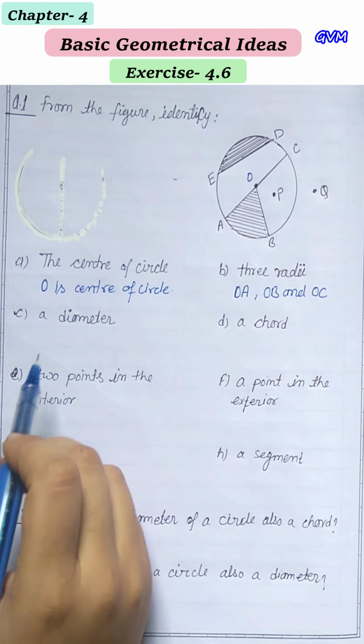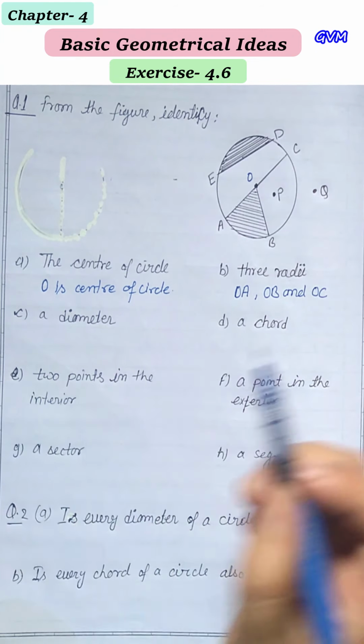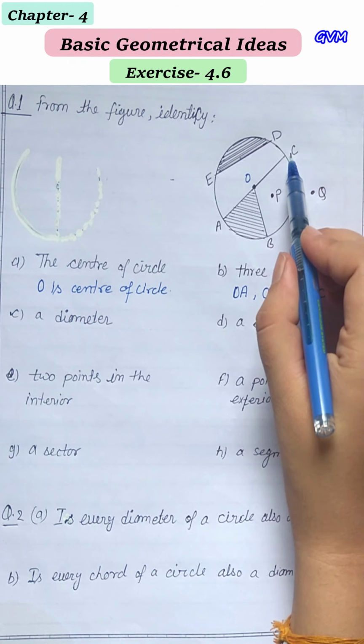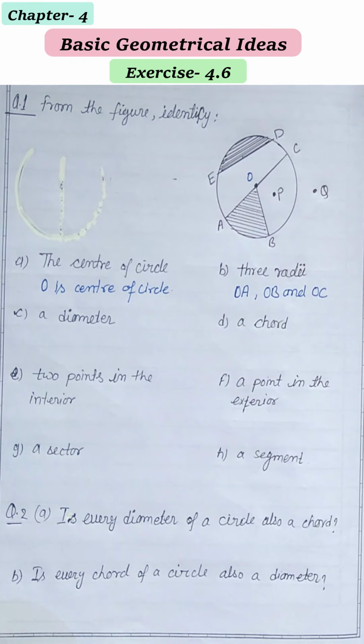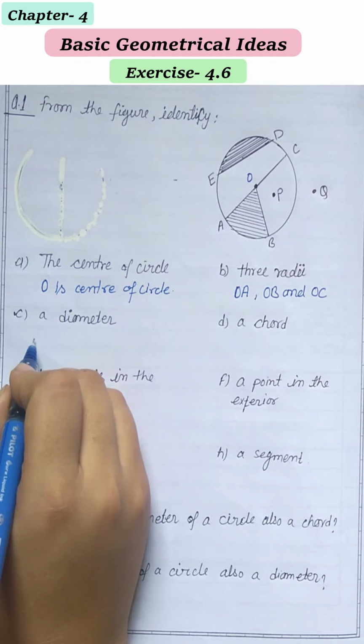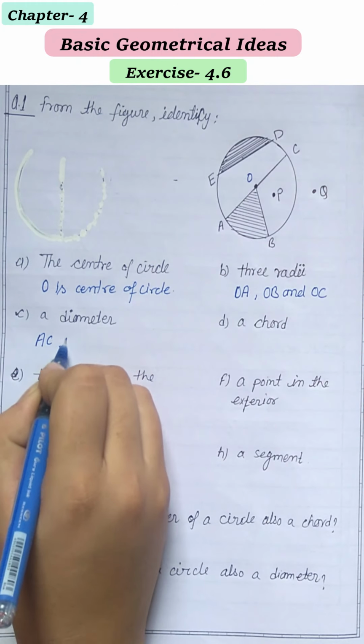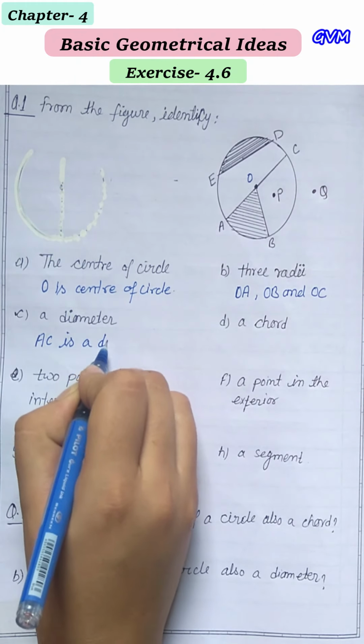Third is a diameter. So diameter is AC. So AC is the diameter. So AC is a diameter.